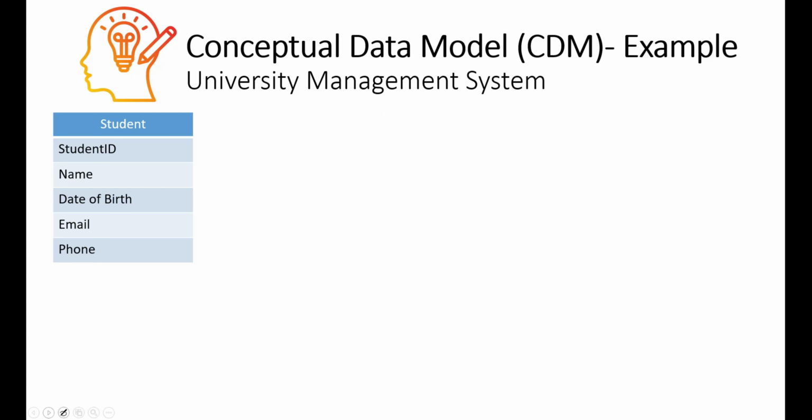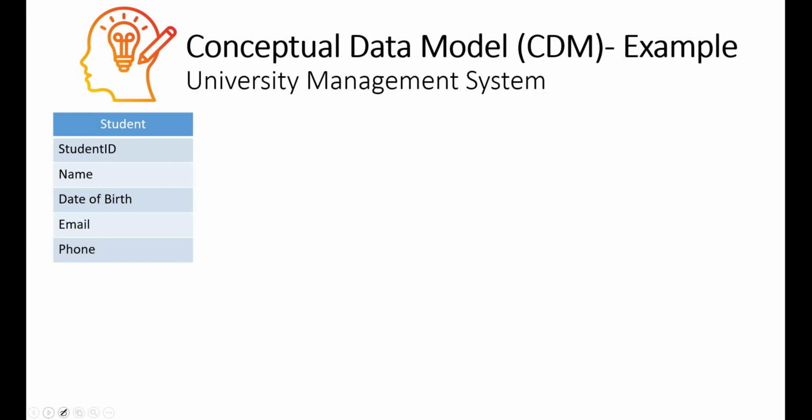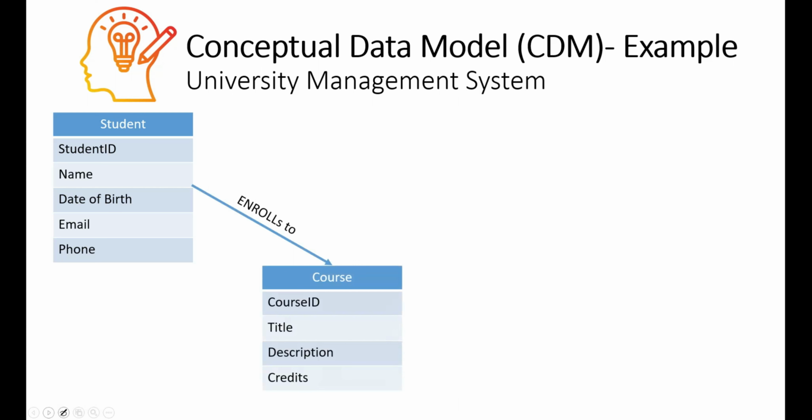So here you see how exactly the conceptual model looks in a university management database system. You have a student table that we already saw, student, course, instructor, and department, right? So how are these related to each other? As you can see, we have a student and he enrolls in the course. That describes the relationship between the student and the course entity, indicating that a student can enroll in multiple courses and a course can have multiple students enrolled. This is a many to many relationship, M to M.